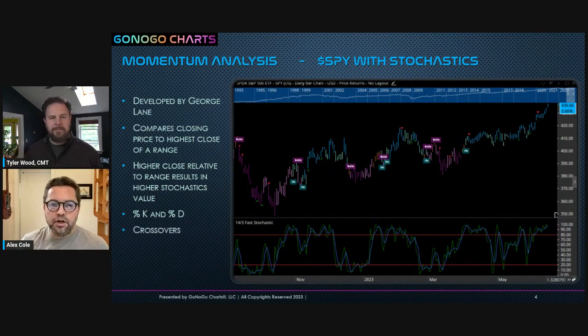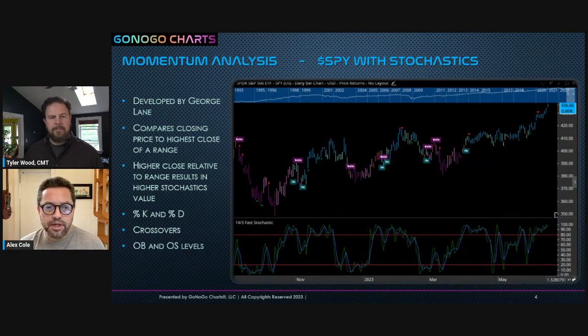So if the closing price right now is relatively high compared to the closing prices in that range, then you're going to have a high stochastics reading, right? Imagine if the closing price is the highest price that we've seen in the range. Well, that tells us that we've got some pretty strong momentum. So the way it's constructed is multiple lines. You can have more than two, but the two traditional lines are %K and %D.